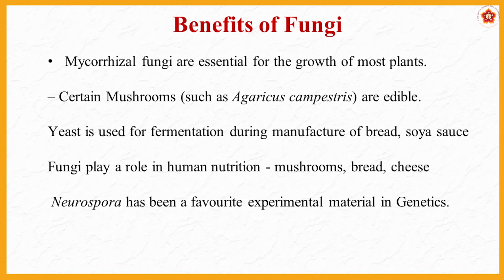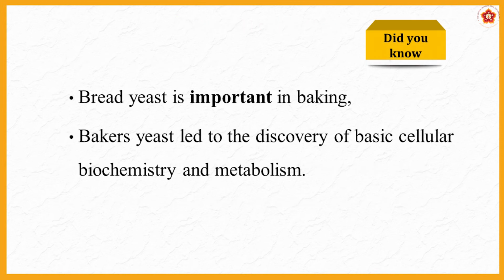Continuing the benefits of fungi, certain mushrooms such as Agaricus campestris are edible, and also yeast is used for fermentation of bread and beer, soy sauce, cheese and wine. In all these fermentations, yeast is used, and also Neurospora has been used in experiments related to genetics. Saccharomyces cerevisiae, the baker's yeast, which is important in baking and brewing, is also important because it has led to the discovery of basic cellular biochemistry. You know why? Because the scientists felt that it was easier to grow them in cultures and to experiment on them. Because they are unicellular organisms, it was easier for the scientists to work on them than on humans and to get the results at a faster rate.